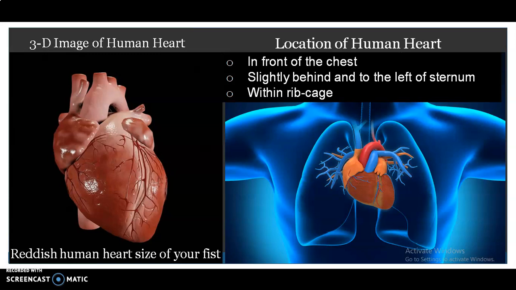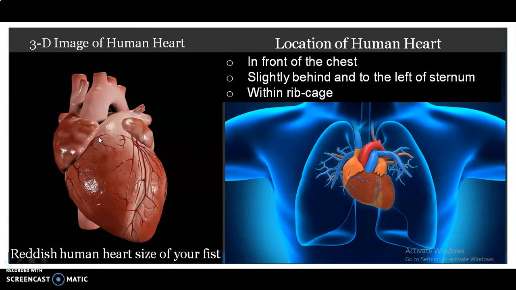Realistic looking का क्या मतलब हुआ कि काफी असली हार्ट से मिलता जुलता है ये देखने में, रेडिश इन कलर, और इसका साइज क्या है आपके अपने हाथ की मुट्ठी के बराबर का है. हार्ट साइज ऑफ योर फीस्ट. द साइज ऑफ योर हार्ट इज द साइज ऑफ योर फीस्ट.